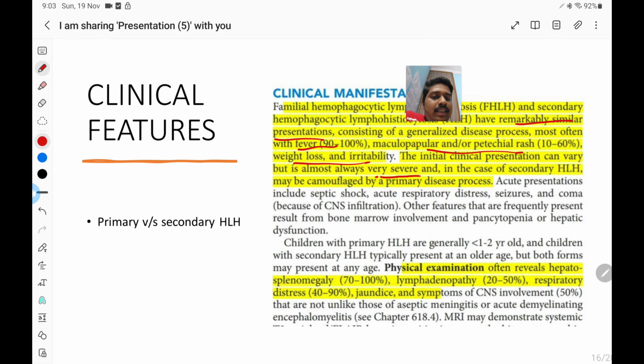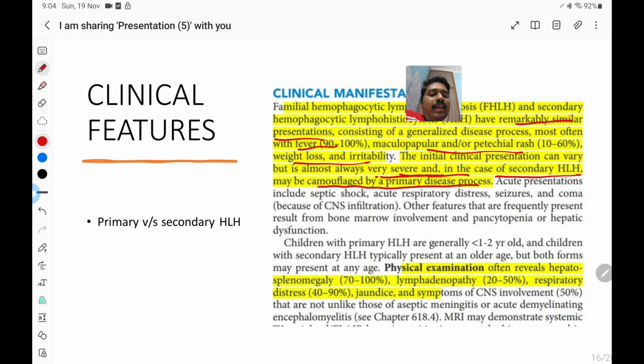For secondary HLH, it is very severe, and the case of secondary HLH may be camouflaged by a primary disease. So in our case, see how the disease and the textbook are correlated. This is what you should also do. You should go to the wards, go to the patient, and then correlate the patient along with whatever is given in the books.